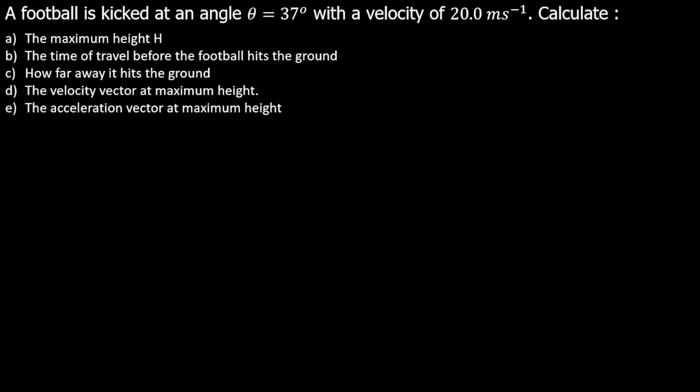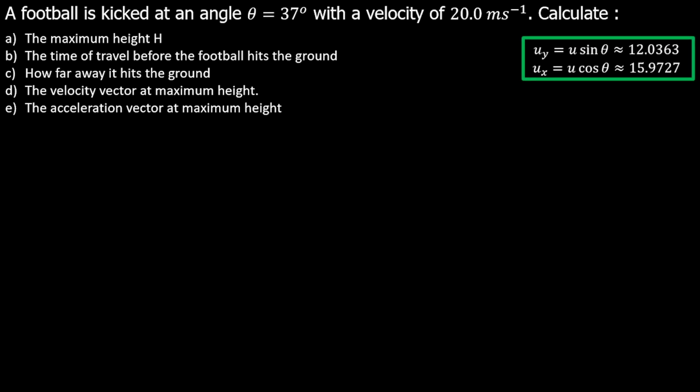Now, whenever you're given an angle and a velocity, the first thing you can do is break that initial velocity down into its x and y components. That is going to prove useful. So I'm just going to calculate it quickly right over here. As you can see, there's a pop-up here that tells you exactly that.